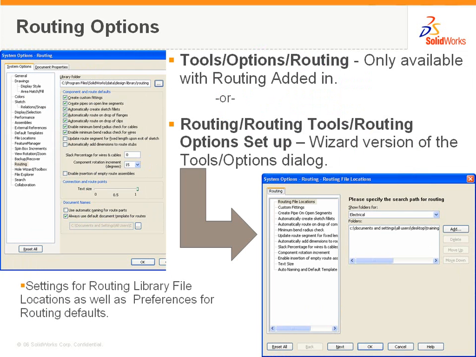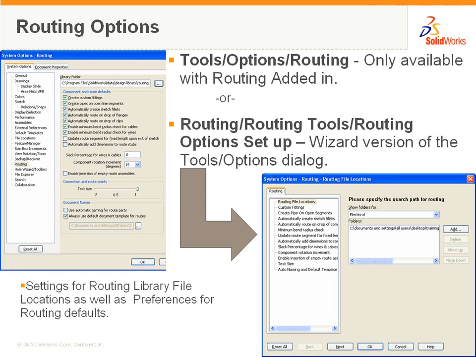Okay, first up, the options for routing. Under the tools pull down for options, we can specify for routing. You're going to find it here after backup recover. Now, keep in mind this only shows up when the routing is added in. You can do this from the tools pull down add-ins, select SOLIDWORKS routing.